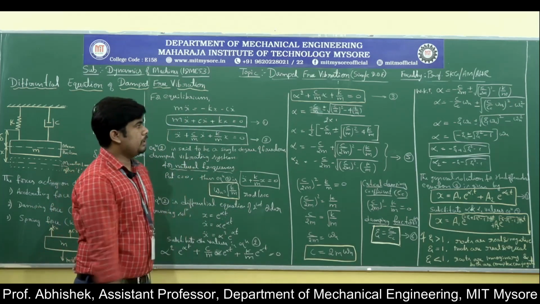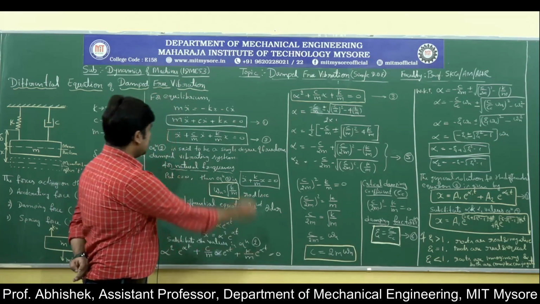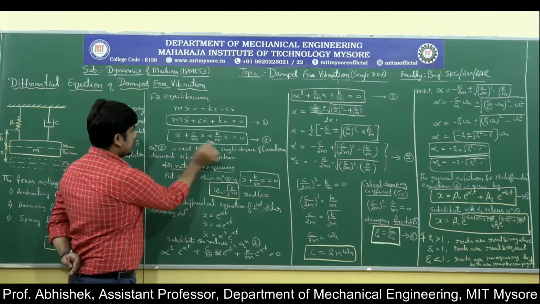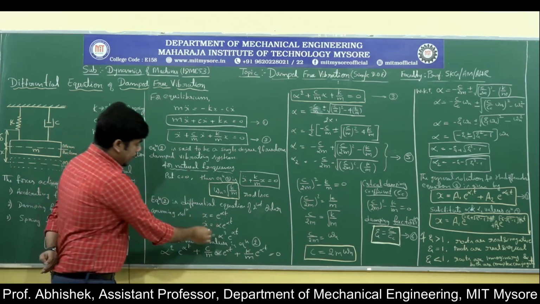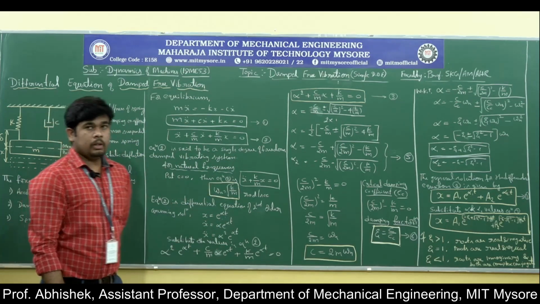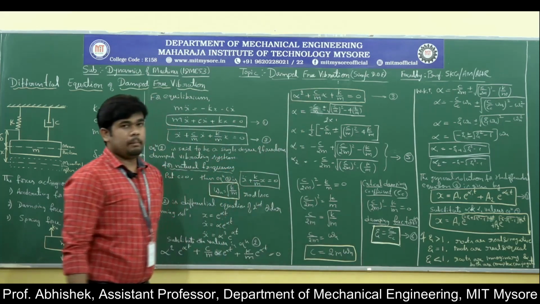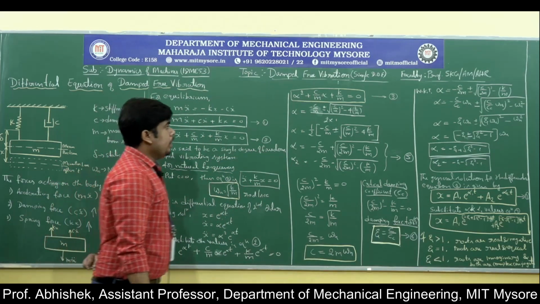Now we have reduced the expression to the third stage. In the first stage we got it like this, in the second stage we modified it again and got the solution, and we again reduced the equation to the third stage, that is alpha square plus c by m alpha plus k by m equal to 0.